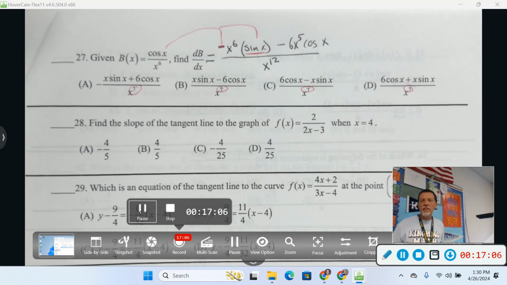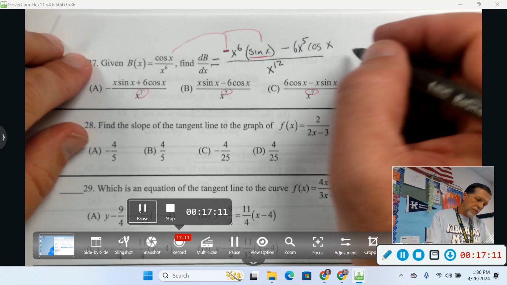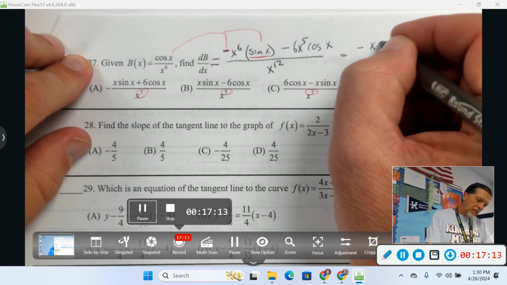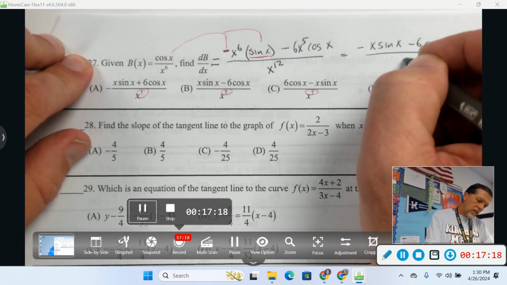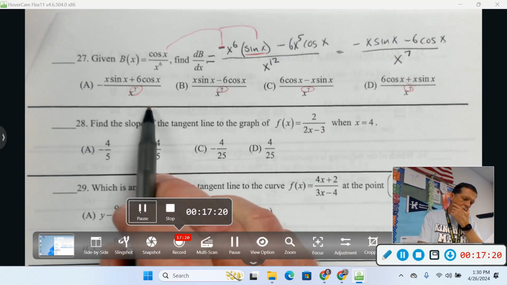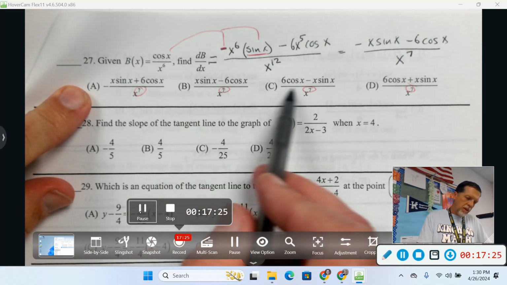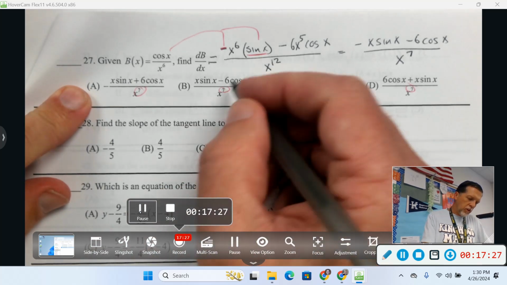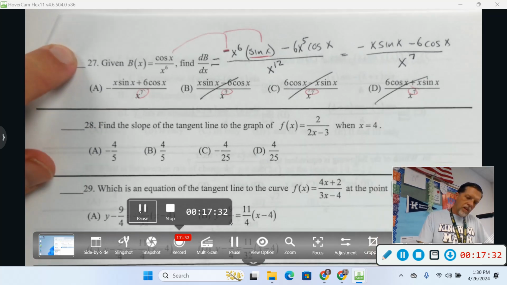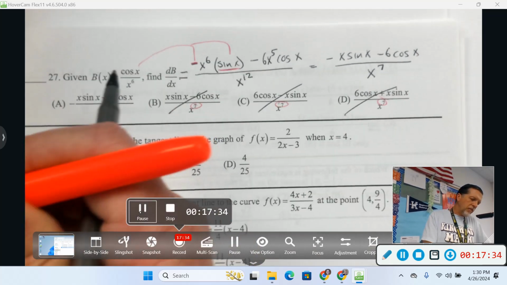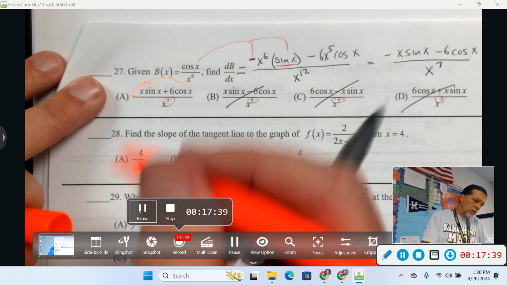There's an x to the 5th in everybody. So let's divide everybody by x to the 5th. That will get us x to the 7th in the bottom. So negative x sine x minus 6 cosine x all over x to the 7th. B and C, only one of the terms is negative, so those are out. D, they're both positive, that's out. A works because the negative is out front. So that means that negative goes to everybody, so yeah, A works.